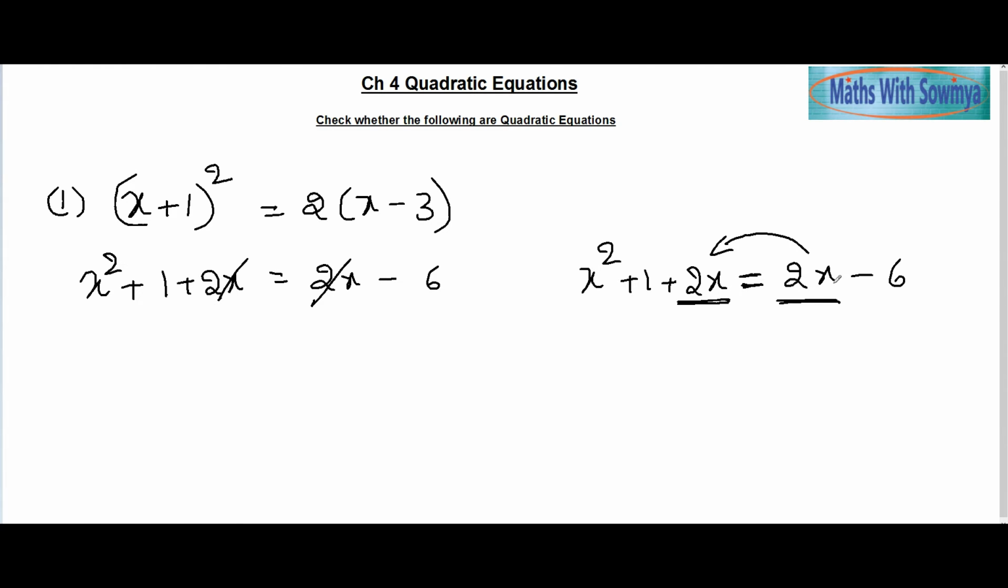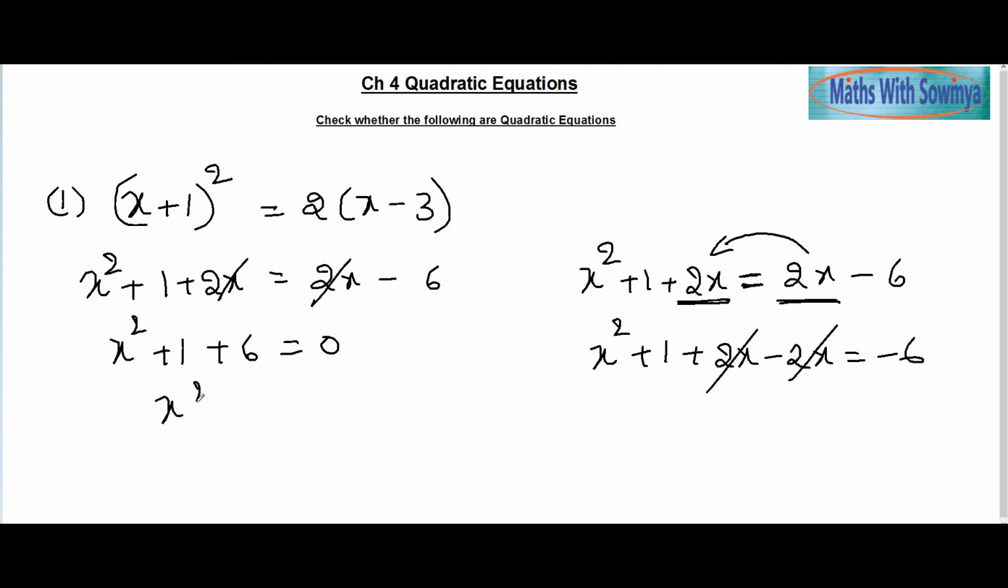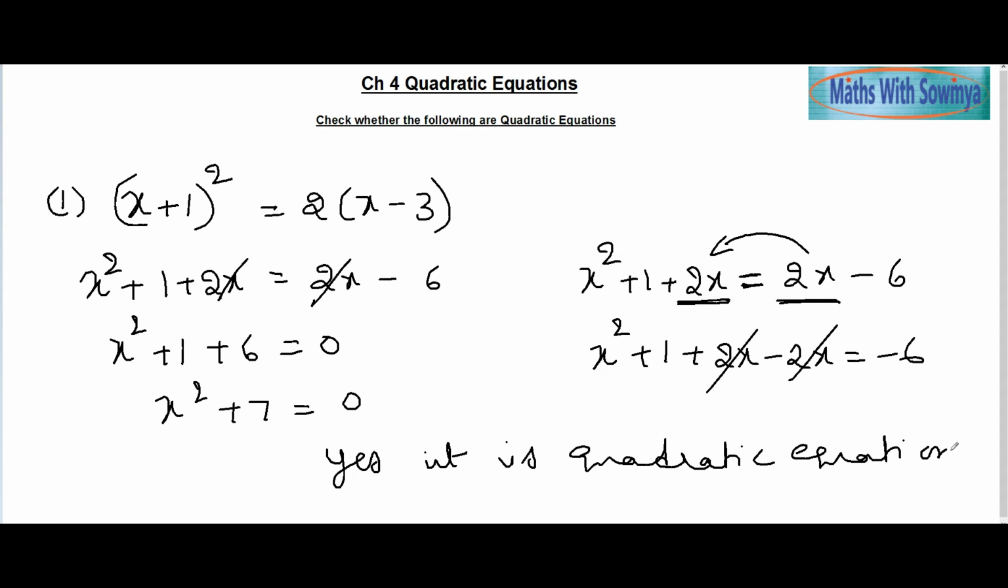The reason is, if you bring this on the left hand side, what will happen? Plus 2x minus 2x, so this will get cancelled. Similarly, we did it here. Now x square plus 1 plus 6 is equal to 0. X square plus 7 is equal to 0 we are going to get. So this shows that the given equation is a quadratic equation. Yes, it is a quadratic equation.